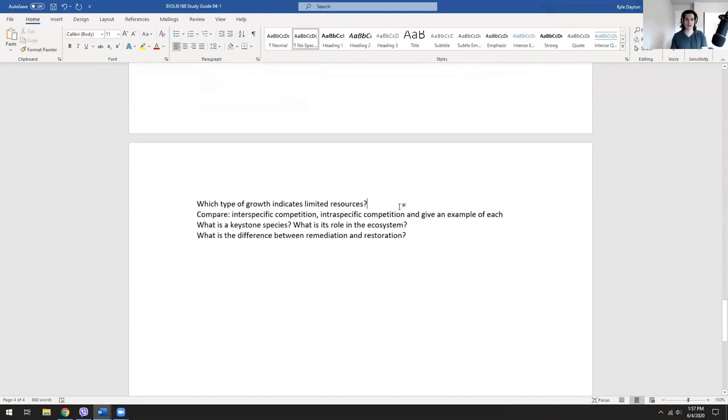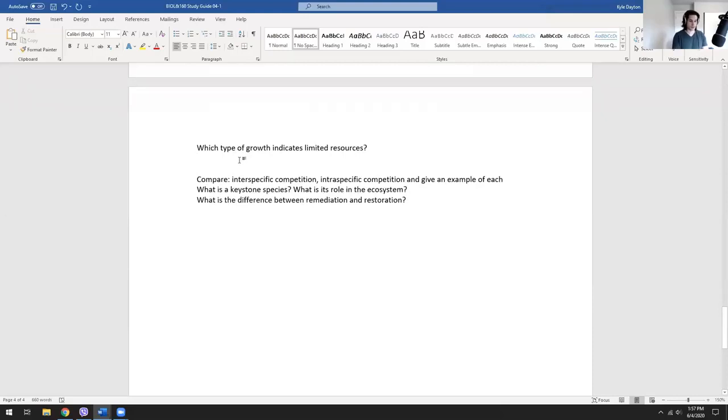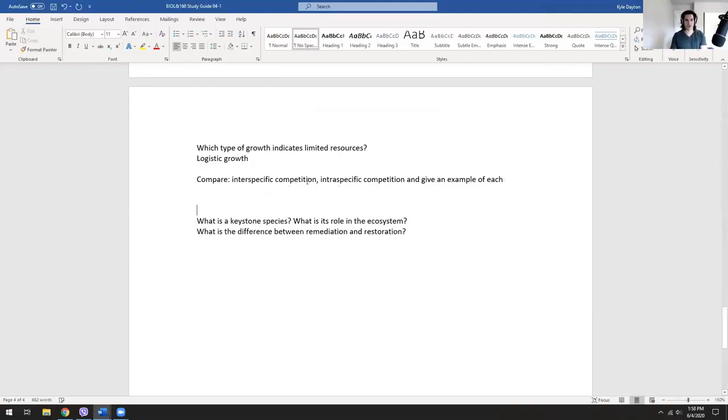Which type of growth indicates limited resources? That would be logistic growth. Compare interspecific competition and intraspecific competition, and give an example of each.